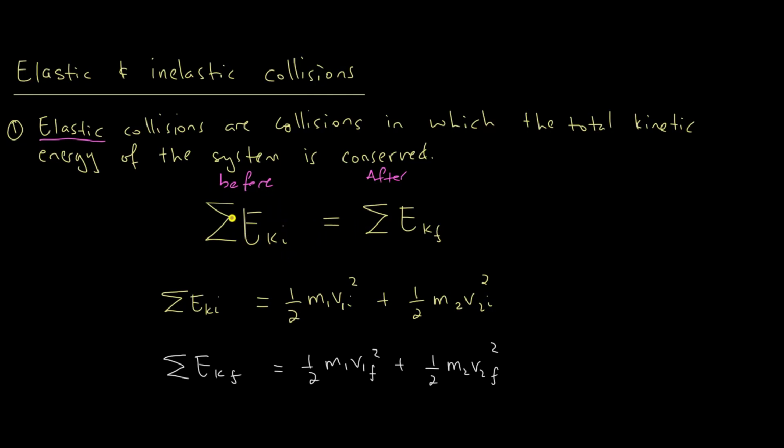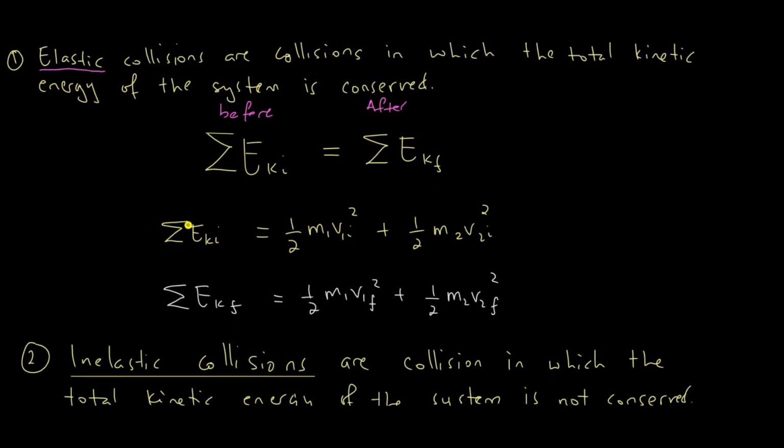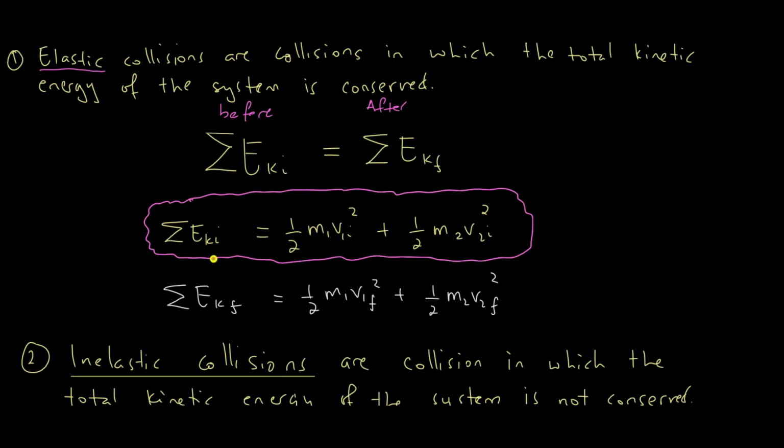So how do we calculate the sum of the kinetic energies before the collision occurred? This is how we sum up the kinetic energy before the collision occurs. You just say half mv squared, half of the mass times the velocity squared of the first object, and half of the mass times the velocity squared of the second object. Then you add the two together. So this is before the collision.